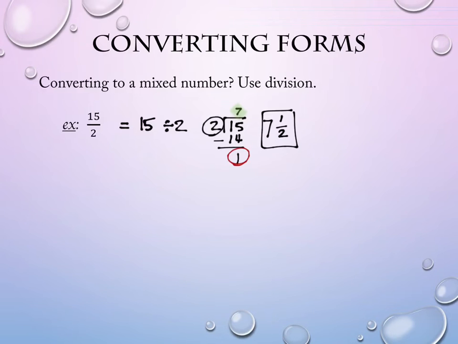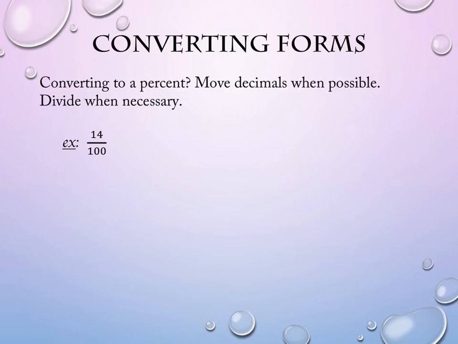Okay, so this is converting to a mixed number. Next, we're going to convert to a percent. So when possible, for converting to a percent, we will simply move decimals. If it becomes impossible to do so, we can do division. So if we're dividing by 100, it just means I'm moving the decimal. And in particular, because I have 2 zeros, the decimal moves 2 times.